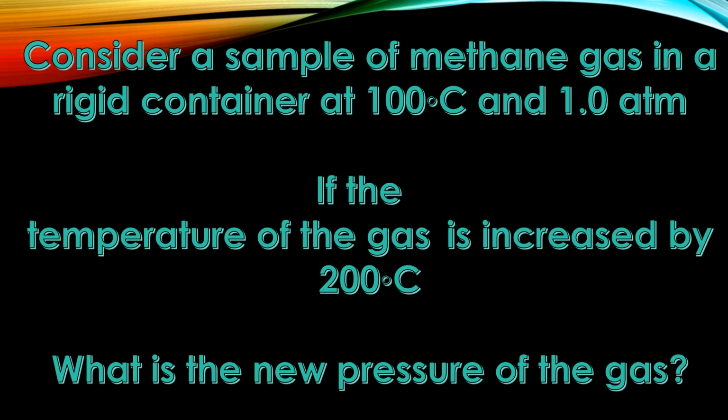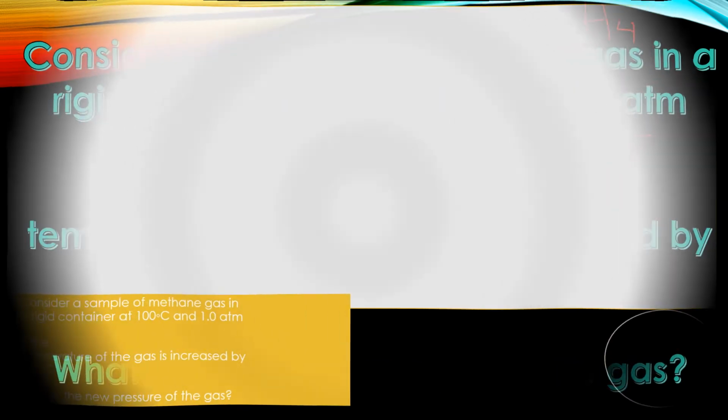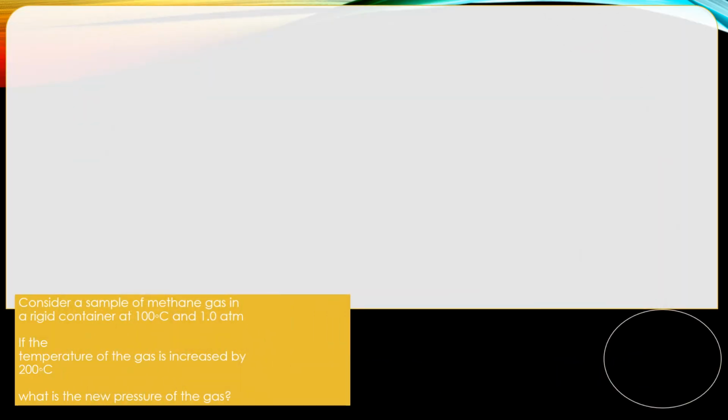To begin with, let's write what exactly is methane gas. Methane gas is CH4. And as we can see in the question, we will have to manipulate the formula: pressure times volume equals moles times their constant R times temperature. Now, let us begin to solve this question.